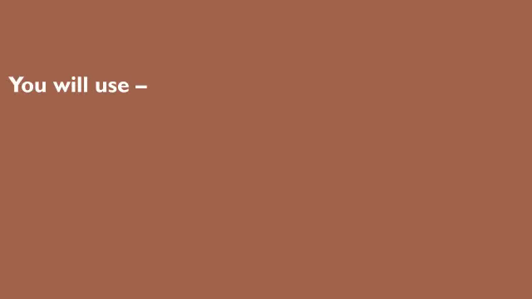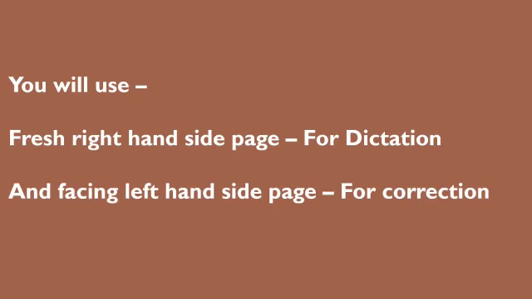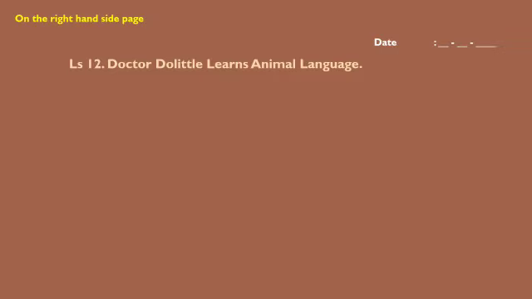You will use the fresh right hand side page for dictation and the facing left hand side page for correction. On the right hand side page, write today's date. Lesson number 12, Dr. Dolittle learns animal language.